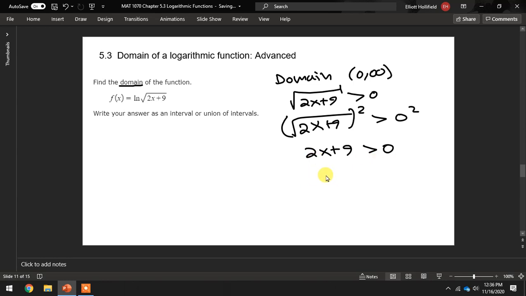Now let's subtract 9 from both sides. 2x is greater than minus 9, and now let's divide by 2. That says that x is bigger than minus 9 over 2, which we can write in interval notation as open parenthesis, minus 9 over 2 to positive infinity.